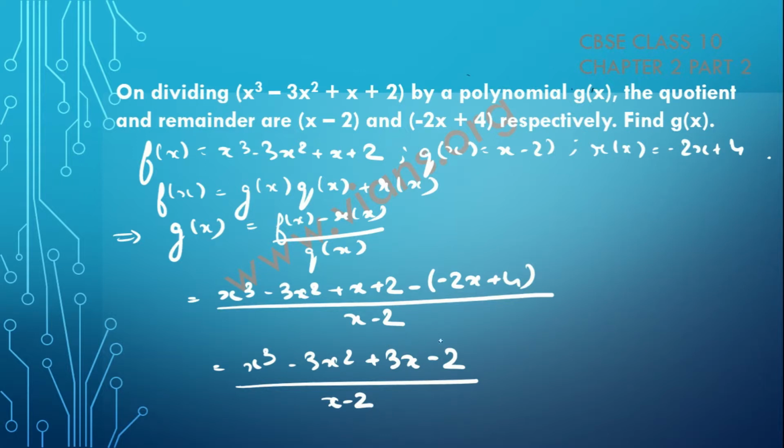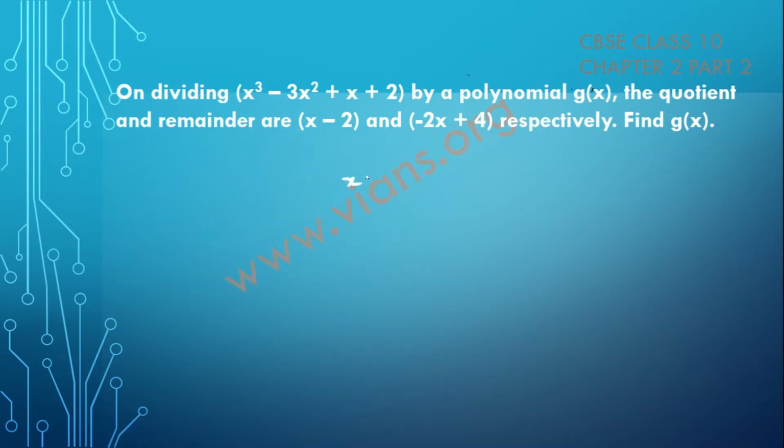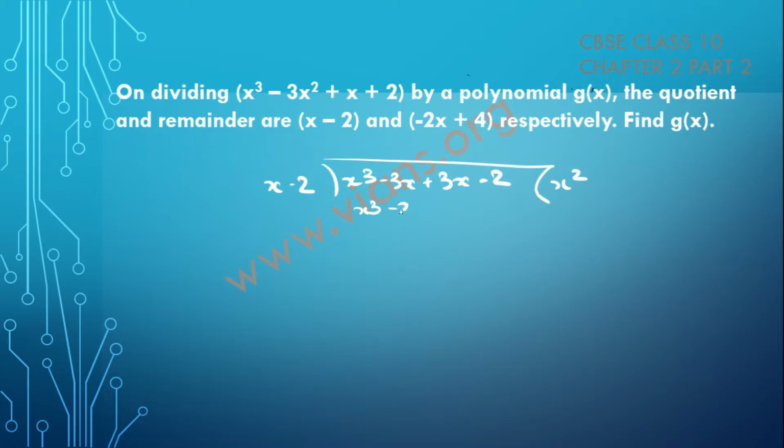Right? So now let's do a long division. When we do a long division of this, we are going to get g of x. So x cube minus 3x square plus 3x minus 2. This when divided by x minus 2, what will it give? So x has to be multiplied by something to give you x cube. What's the quotient? X square. X cube and minus 2 into x square becomes minus 2 x square, minus x square plus 3x minus 2.